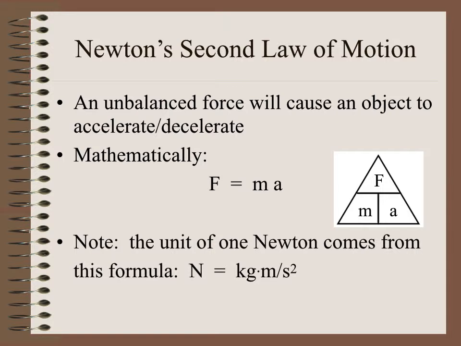Now, one of the things to note is that we've been using a newton since lesson 5. And at that point, I told you that a newton is actually not a fundamental unit. And this is why. A newton actually comes from this formula. A newton comes from the fact that we're taking a kilogram and multiplying it by a meter per second squared. So just like a joule is a newton times a meter, or a watt is a joule per second, a newton is a kilogram times a meter per second squared, a derived unit.